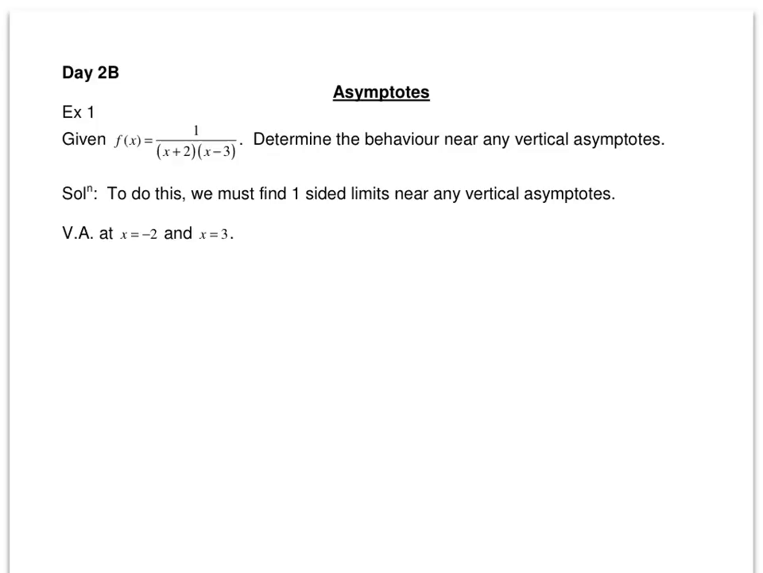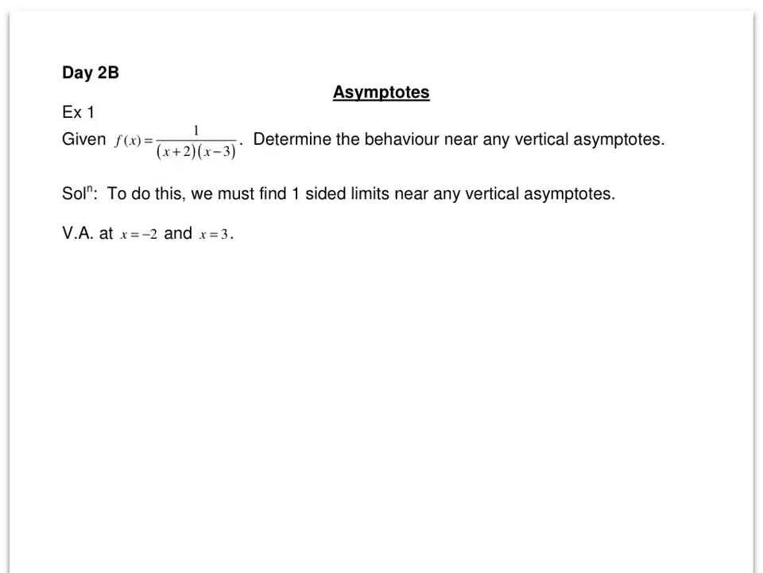So let's get started. If we take a look, example 1, given f of x is equal to 1 divided by (x plus 2)(x minus 3), determine the behavior near any vertical asymptotes. So to start the solution, we must find one-sided limits near any vertical asymptotes. We've got vertical asymptotes at x equals negative 2 and x equals 3.